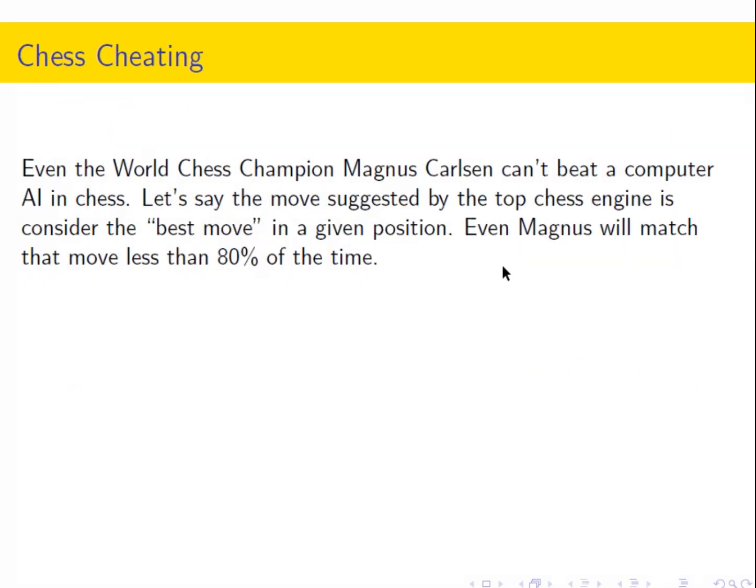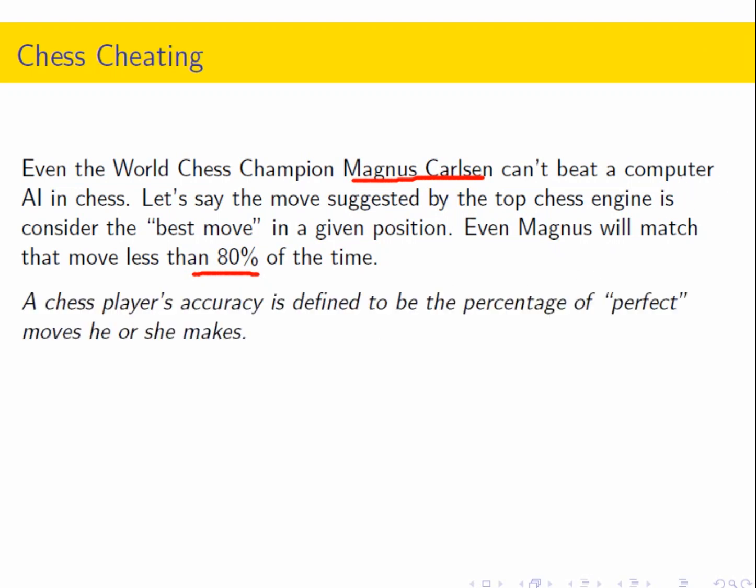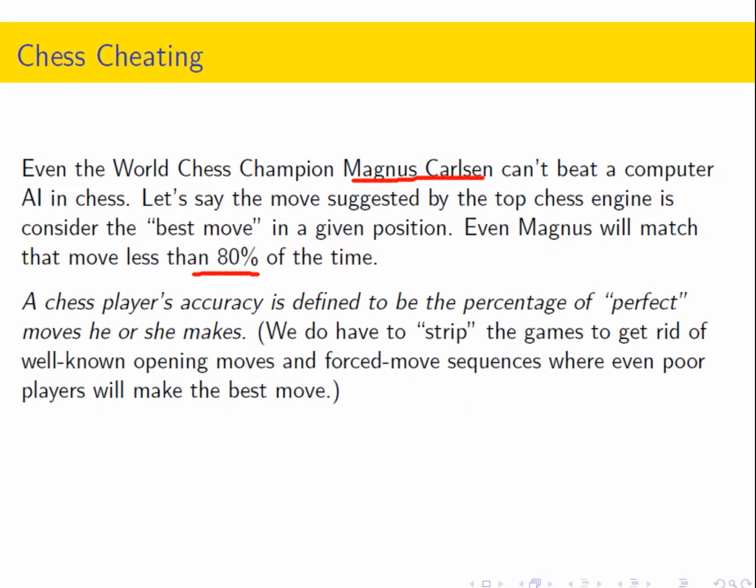Okay, so let's tackle the first situation here. Computers can play chess better than humans now. Even our current world champion Magnus Carlsen doesn't play perfect, if you call the best computer moves perfect. So we know that Magnus, even playing his best, is going to match the computer move less than 80% of the time. If Magnus's accuracy is less than 80%, then anybody else is going to be less than 80% if we do the following. There are a couple little details.